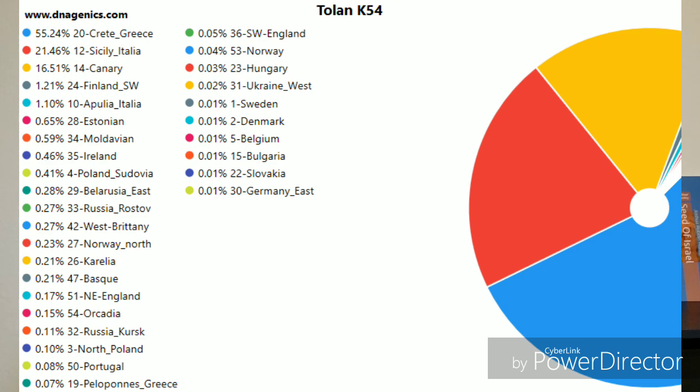Well, it came up with 55.24% Crete, which is a huge island just south of mainland Greece. 21.46% Sicily, which is another huge island. I believe it's the biggest island in the Mediterranean, just south of mainland Italy. And 16.51% Canary. The Canary Islands are in the Atlantic Ocean off the southwestern coast of Morocco. It's an autonomous region of Spain, but the indigenous people there, I can't remember their name right now, I believe they're very closely related to the Berbers or the Amazigh, which are indigenous groups in North Africa.